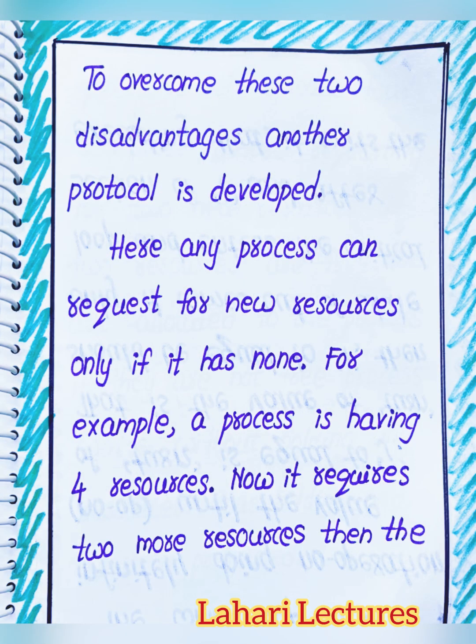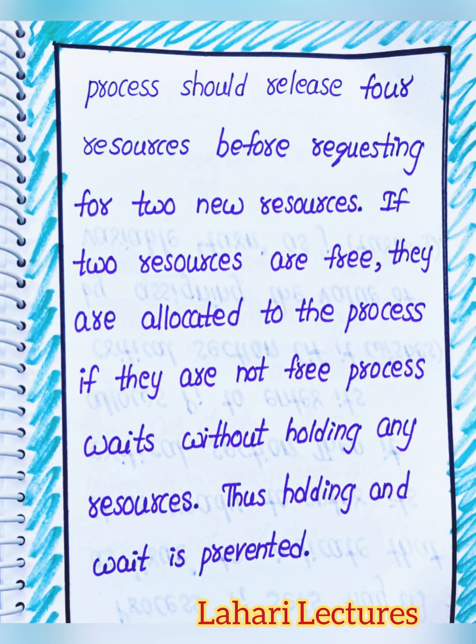To overcome these two disadvantages, another protocol is developed. Here, any process can request for new resources only if it has none. For example, a process is having 4 resources. Now, it requires 2 more resources. Then the process should release 4 resources before requesting for 2 new resources. If 2 resources are free, they are allocated to the process. If they are not free, process waits without holding any resources. Thus, hold and wait is prevented.